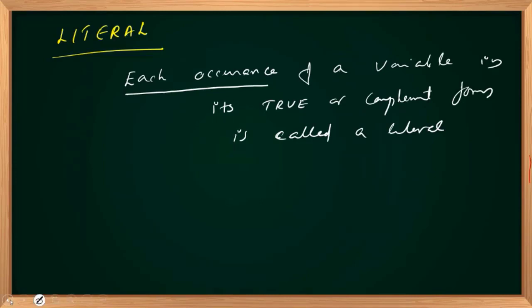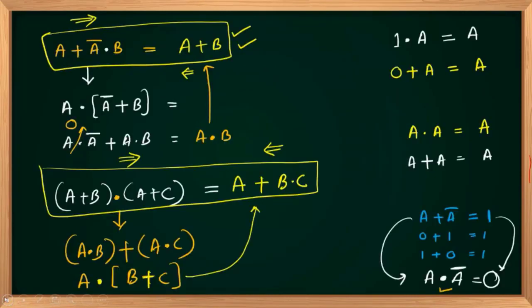So let us go back to the earlier slide. Here, on the left hand side, I have A plus A bar B. Each occurrence of a variable or its complement is called a literal. So I have one literal here, A bar is also another literal, B is also another literal. So I have three literals here, whereas your simplified expression contains only two literals. So we'll say that the second expression is the simplified one. The right hand side is the simplified expression.